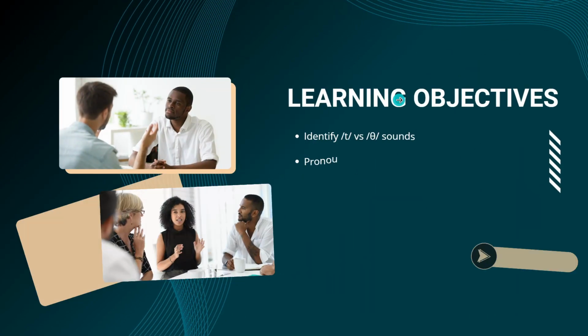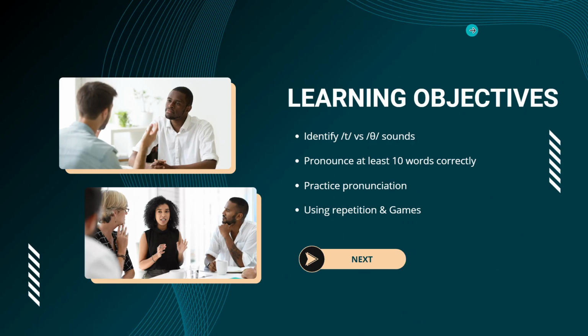Now let's take a look at the learning objectives of this lesson. By the end of this lesson, students should be able to distinguish the t and th sounds, pronounce at least 10 words correctly, and engage in interactive pronunciation practice through repetition and games.